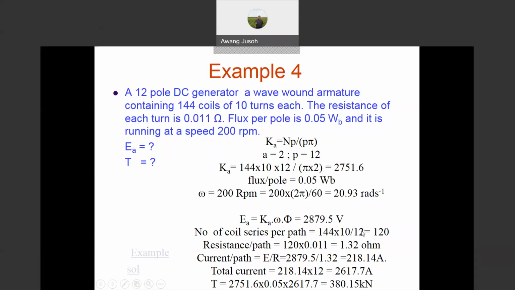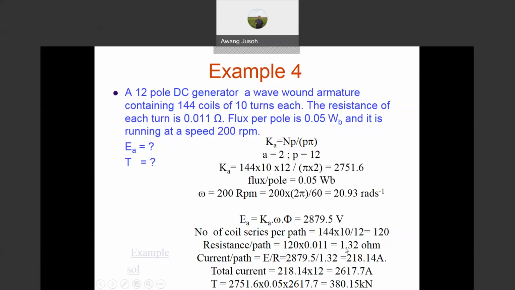That means each path has 120 coils, 120 turns, right? So in each path, it has 120 turns of wire or coil. We know that each coil has 0.01 ohm resistance, so you can multiply 120 by 0.01 ohm. We get, in each parallel path, a resistance equal to 1.32 ohm.